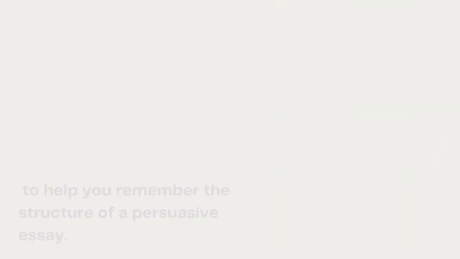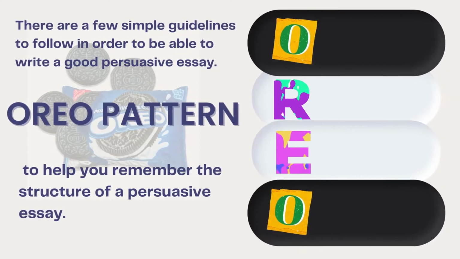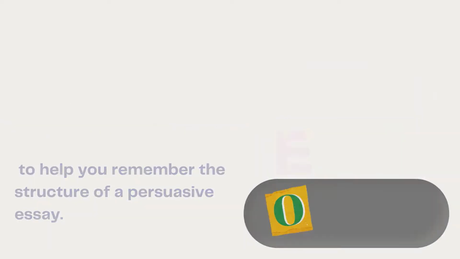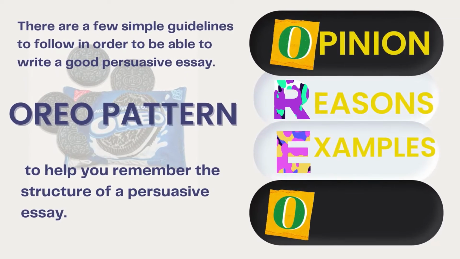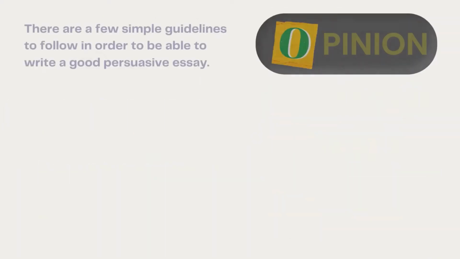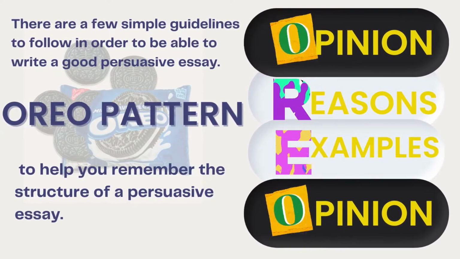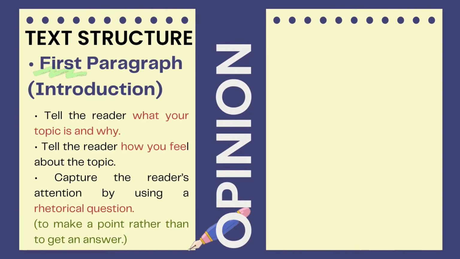So we have the OREO. Let's name it one by one. O for opinion, and R for reasons. The next one is letter E for examples. And the last one again is opinion. So we have the OREO meanings. This is what we call the OREO pattern. All right, so let us discuss them one by one.